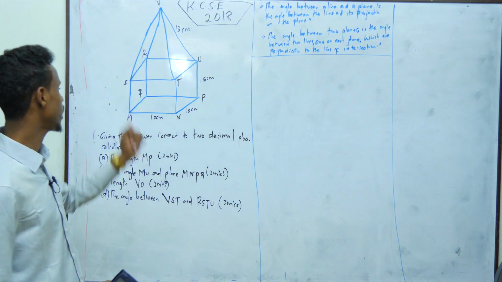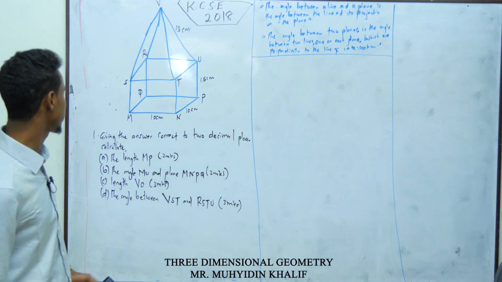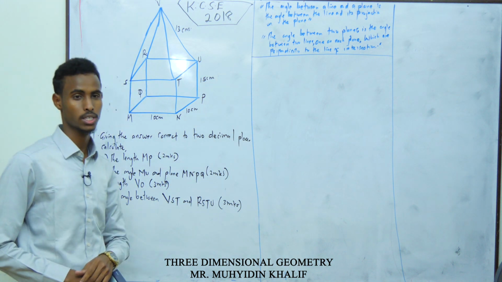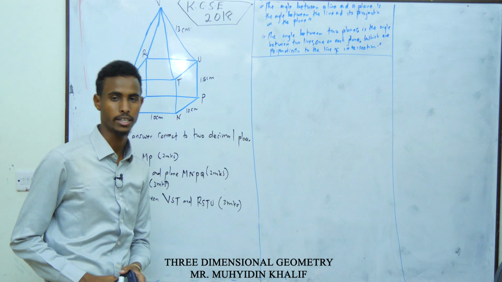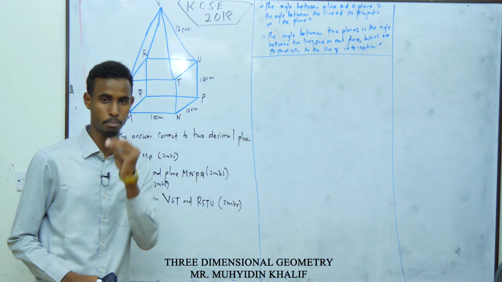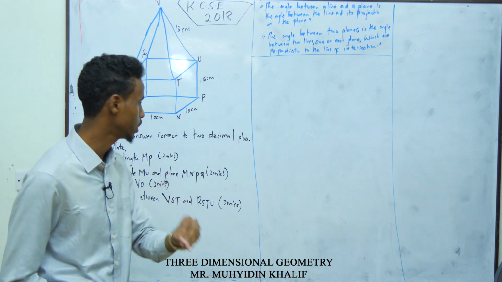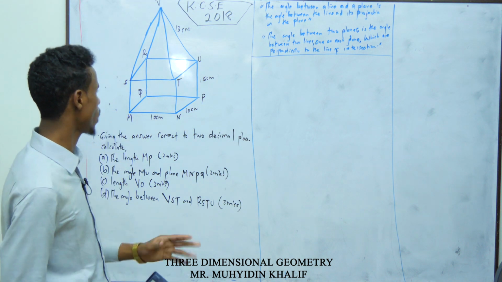As you can see today, we have a question on three-dimensional geometry. It is a KCSE question that carried 10 marks and was tested in the year 2018. This question is very basic and it captures the basic things that a learner must have in this particular topic. Now let's look at it one by one.